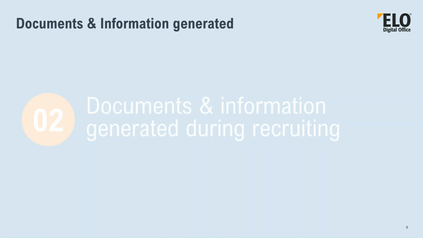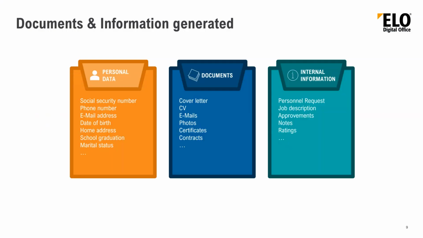But there are some things which are generated during recruiting, some documents and some information. Here are some examples of which information and documents are created during the recruiting process. We have personal data like a social security number, phone number, email address, date of birth, home address, school graduation, or a marital status, and so on.